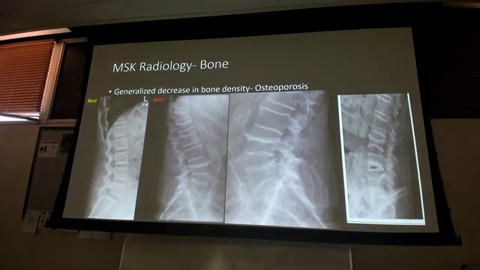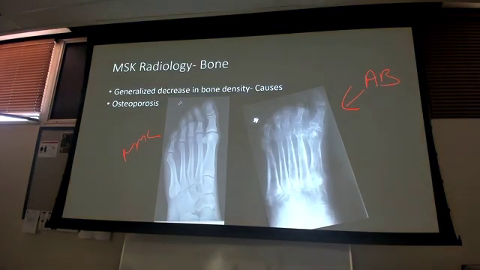Look at your normal and your abnormal. The first one on the far left is normal. Yes, sir? Is that foot the inferior view? So that is actually still called an AP foot, but it's shot from the top down to the bottom.